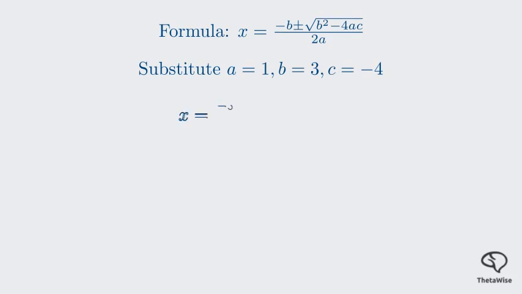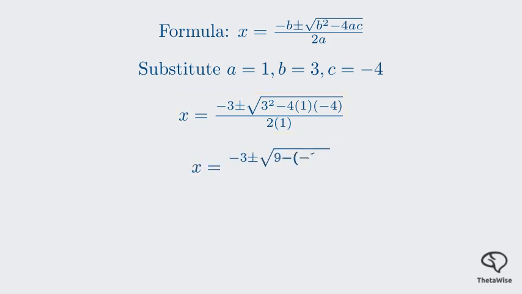We get x equals negative 3, plus or minus the square root of 3 squared, minus 4 times 1 times negative 4, all divided by 2 times 1. Excellent. Now we simplify the expression. We'll start with what's inside the square root. This part is called the discriminant. 3 squared is 9, and negative 4 times 1 times negative 4 is positive 16. So inside the square root, we have 9 plus 16, which is 25. Now we can simplify the square root of 25, which is 5. So, our equation becomes x equals negative 3 plus or minus 5, all divided by 2.